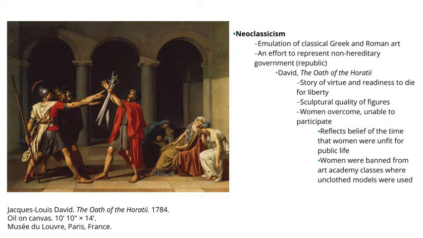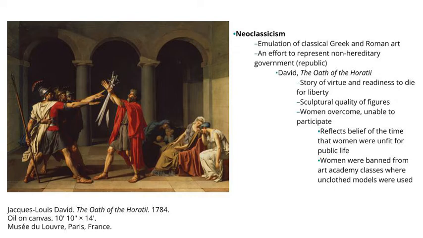To kick things off, we are going to start with Neoclassicism, which is an emulation of classical Greek and Roman art. So these themes keep coming back over and over again. And it's also an effort to represent non-hereditary government, such as the Republic. So we're starting to lean away from kings and queens and more into not necessarily democracy, but in a lot of cases, democracy, which is pretty exciting.